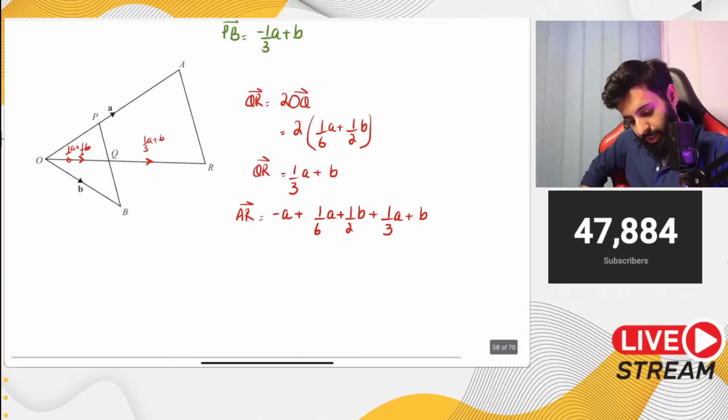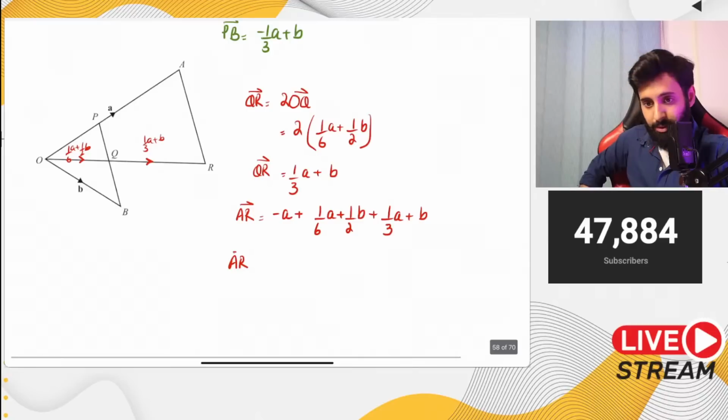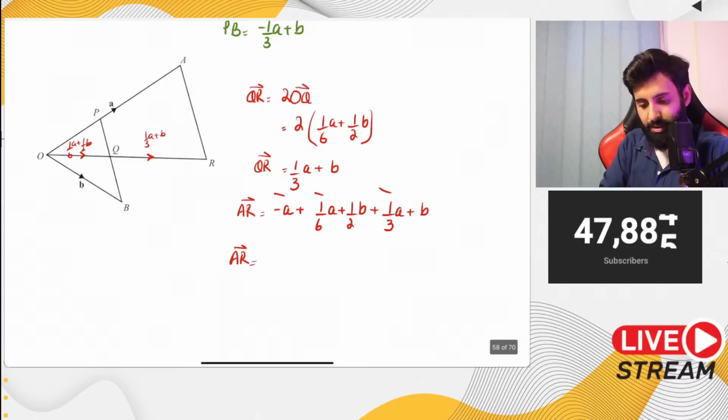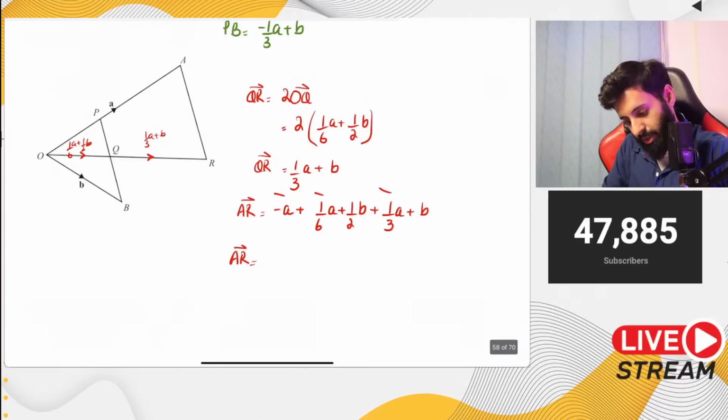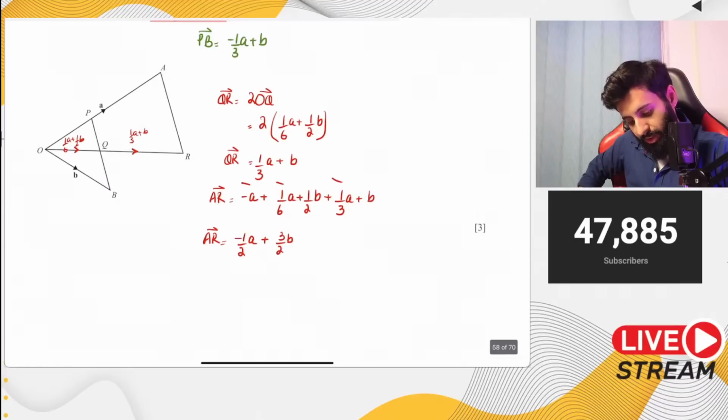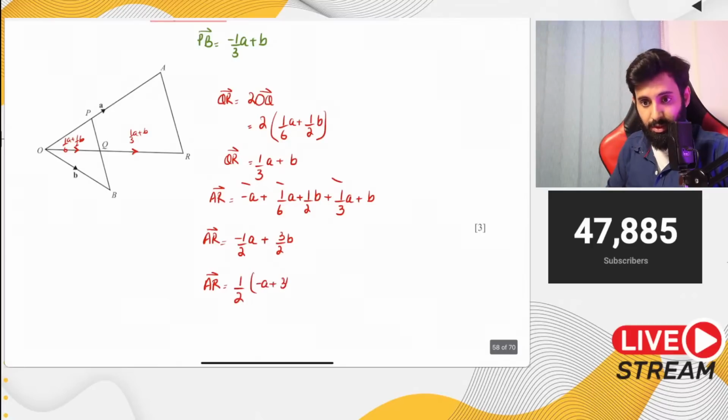Now, thankfully, this is a paper 2 question, so we can use your calculator over here. So minus A plus 1/6A plus 1/3A. Let's figure this out. Minus A plus 1/6 plus 1/3. What do we get? We get minus 1/2A. Plus, now let's take all the Bs and add them up. 1 divided by 2 plus 1, so that is 3/2B. Now let's take 1/2 common. If you take 1/2 common, you end up with minus A plus 3B.